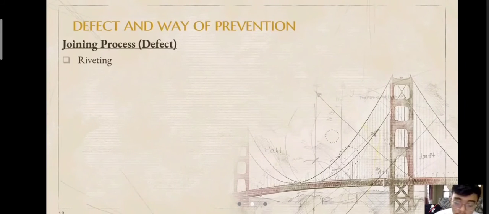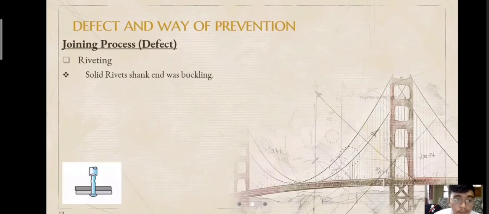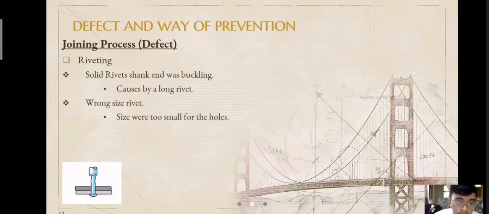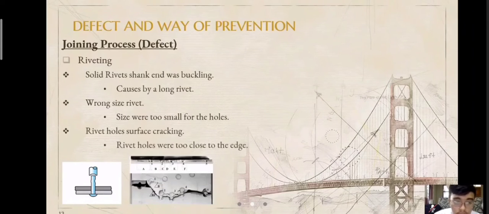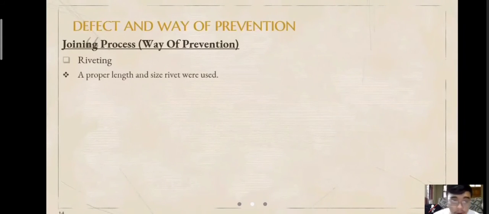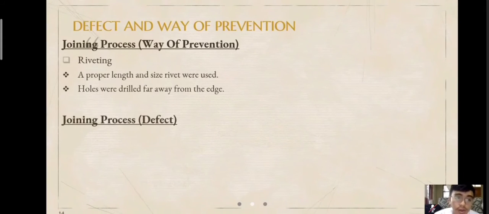The defect for riveting was buckling, caused by a long rivet, and a wrong size rivet that was too small for the hole. Another defect is rivet hole surface cracking, caused by the rivet hole being too close to the edge. A way of prevention is that a proper length and size rivet were used, and holes were drilled far away from the edge.